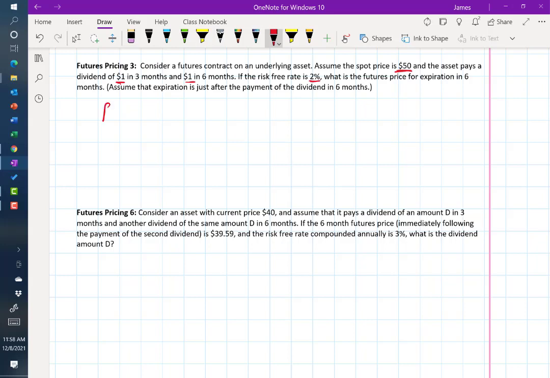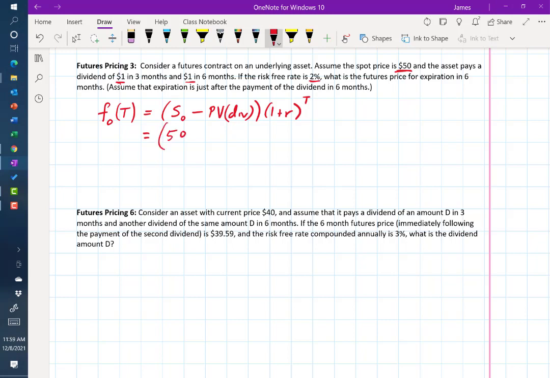And what was the formula there? So I'm going to assume I'm sitting at time 0 right now, and I want that futures price for 6 months. And our formula was, now that we have dividends here, I'm going to take the spot price, but I'm going to subtract off the present value of any dividends. And then I compound that out to expiration. Okay, so that's my formula. So I'm just going to plug into this. I just need to do the calculations here.